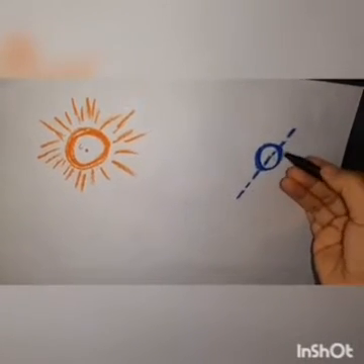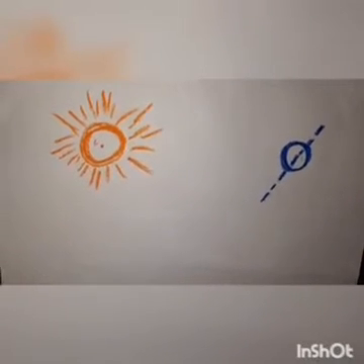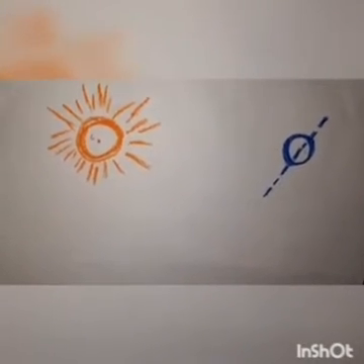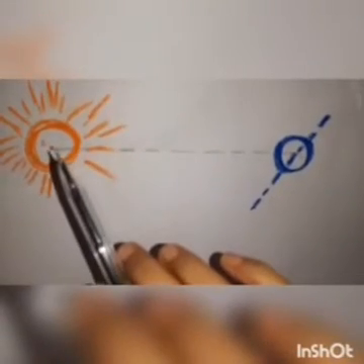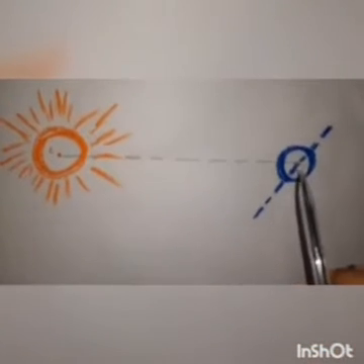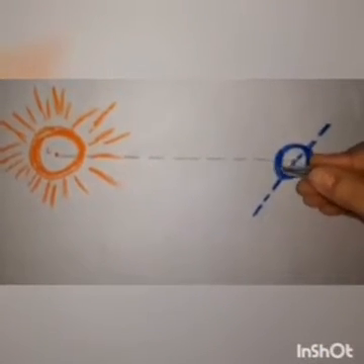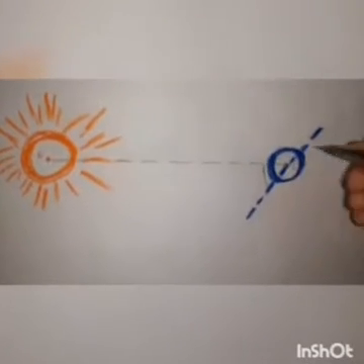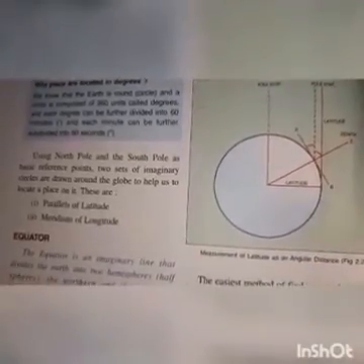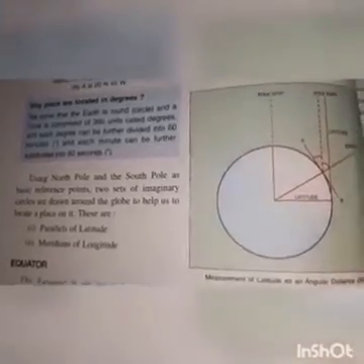Just extend it like this, so that the angle of declination can be calculated. So let's join the center of the sun with the center of the earth. Now see here, this is your angle of declination. Clear? Now children will see how we'll measure the latitude, the measurement of latitude as an angular distance.